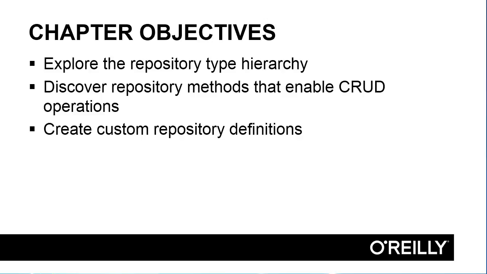stores. So we'll take a look at the available operations or methods on these repository interfaces and how we can use them to persist our entities to a data store. Finally, we'll take a look at how we can modify the methods exposed on our repository definitions. Spring Data allows us to pick and choose which methods from the underlying type hierarchy can be exposed on a custom interface that we create.